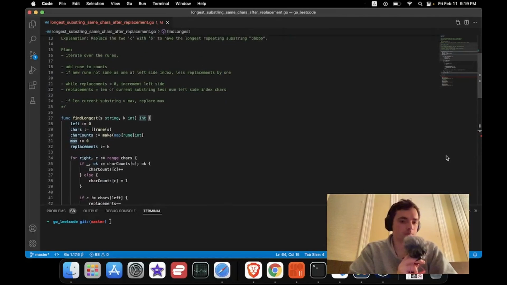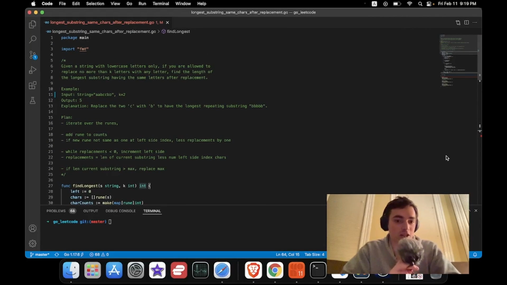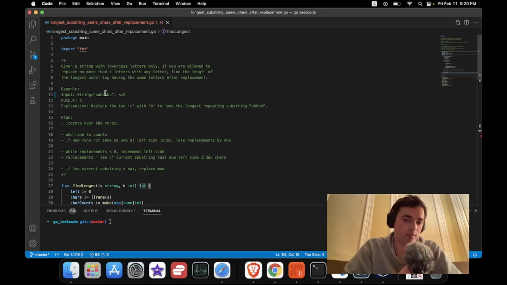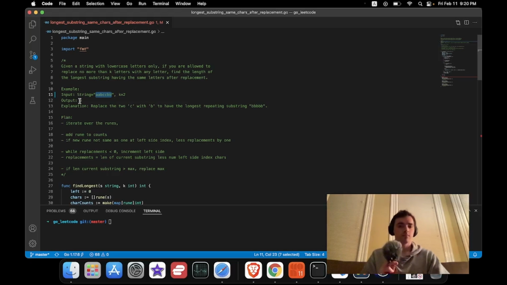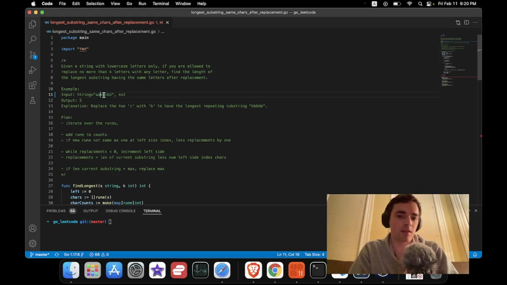All right, so another coding challenge. This time, given a string with lowercase letters only, if you're allowed to replace no more than k letters with any letter, find the length of the longest substring having the same letters after replacement. So, for example, if you're given this string here and up to 2 replacements, k, the longest substring that you would have is 5, and that being BCCBB, because you would replace the 2 C's and have that substring.